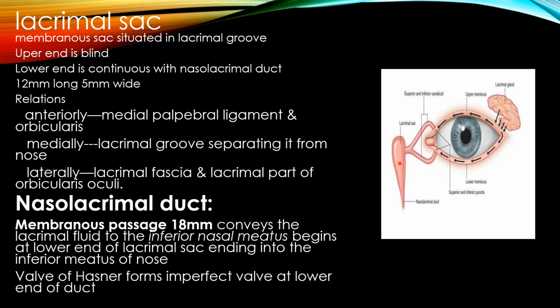Nasolacrimal duct is also a membranous passage 18 mm long, conveys the lacrimal fluid to the inferior nasal meatus as it opens into the inferior meatus of the nose. It has some imperfect valve at its lower end which is called valve of Hasner.